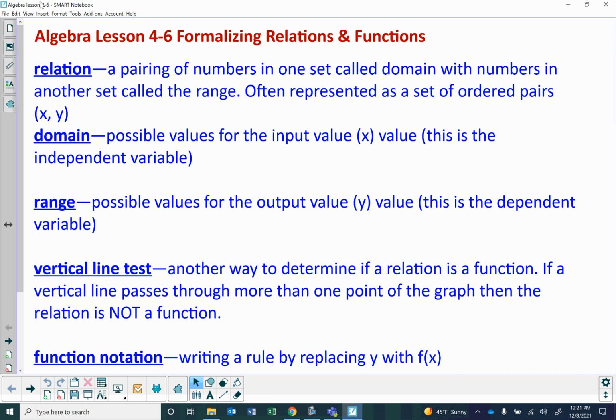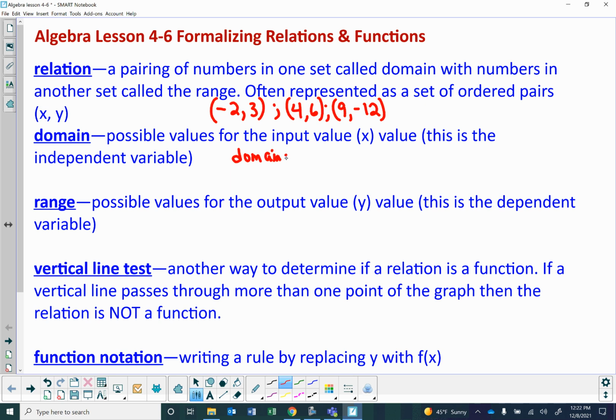So if I had a set of relations, let's look at this. If I had a relation where I have -2, 3, 4, 6, and let's go with 9, -12. My domain would be all of the input values, otherwise known as all of the x values. So if I wanted to find my domain here, my domain would be -2, 4, and 9. And you always put your domain in order from smallest to largest numbers.